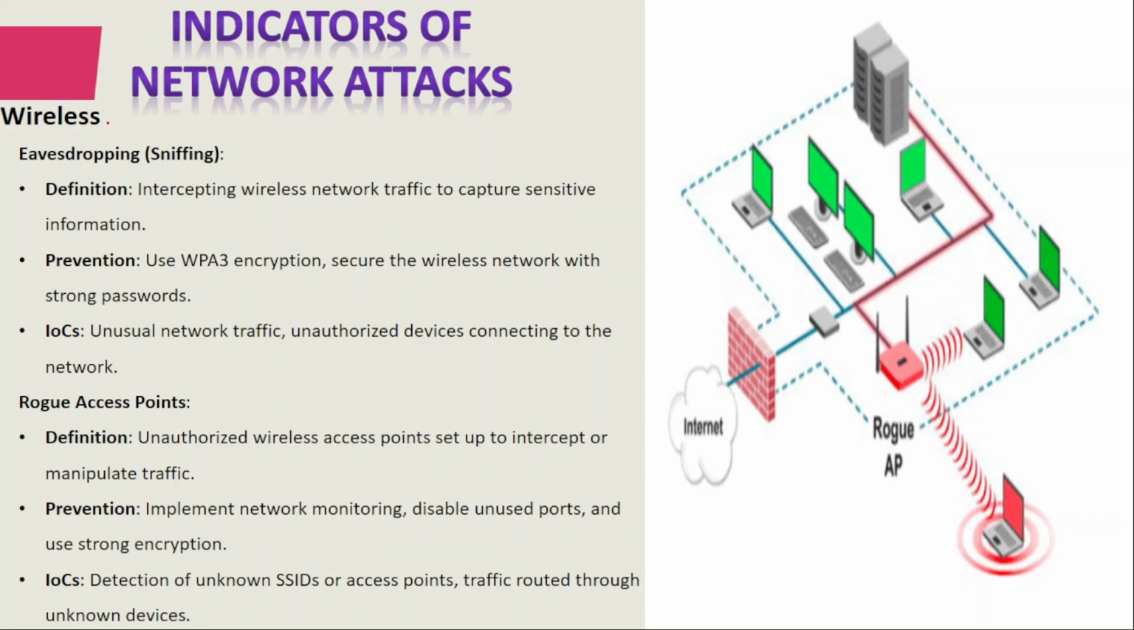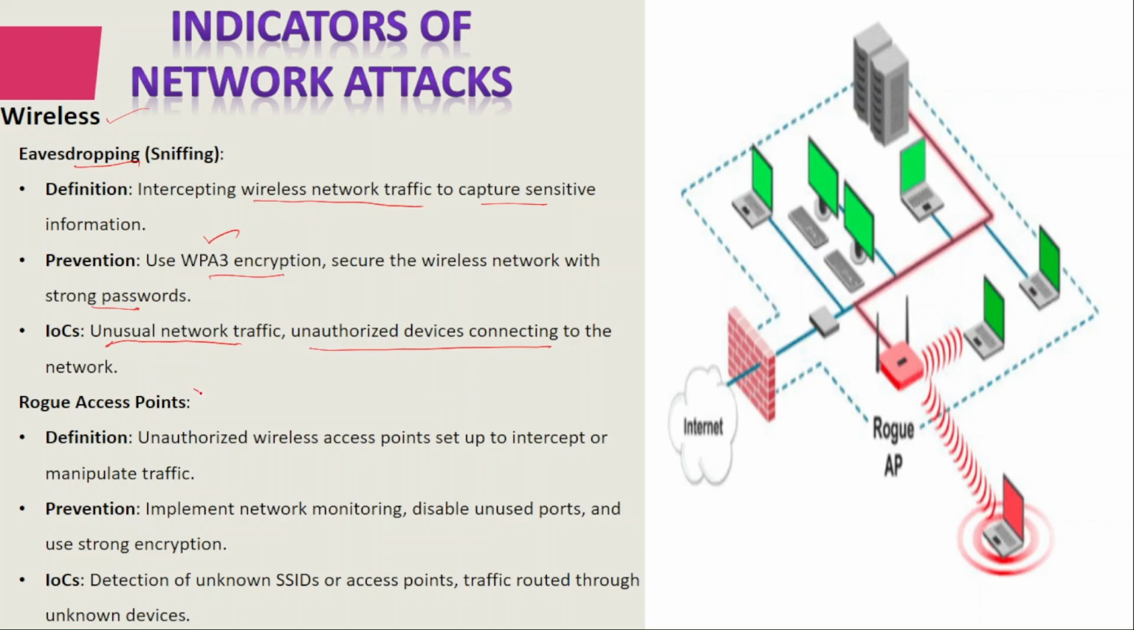So now some wireless network attacks. The first one is sniffing or eavesdropping. So it is intercepting wireless network traffic to capture sensitive information. Prevention include using WPA3 encryption, which is the latest Wi-Fi encryption standard, securing the wireless network with strong passwords. Indicators of compromise include unusual network traffic, unauthorized devices connected to the network.